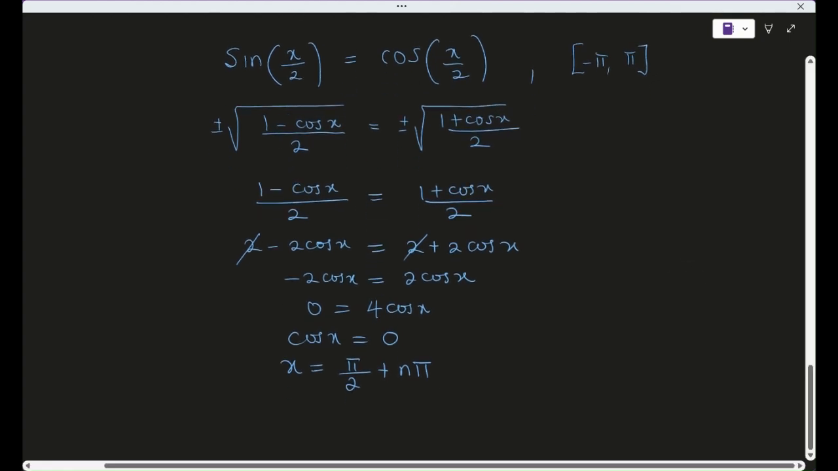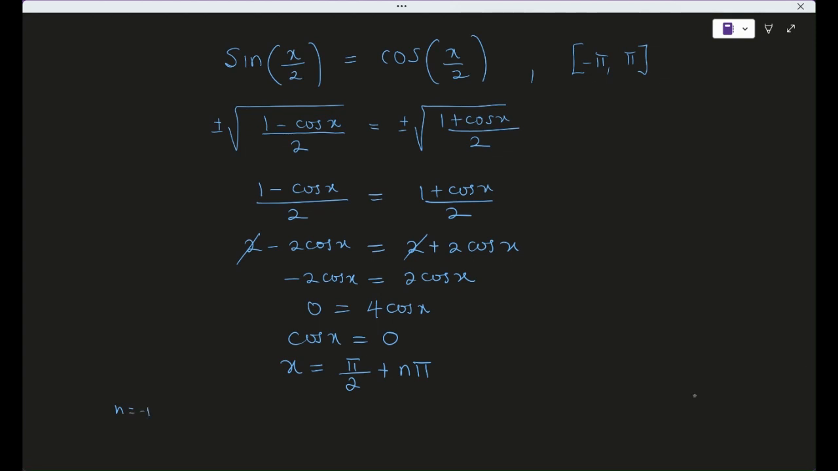Now, can we take n to be minus 1? Let's take n to be minus 1. Why? Because we have negative pi to pi here. So if you use the coefficient of pi, let's say minus 1 to 1, you can start from that.